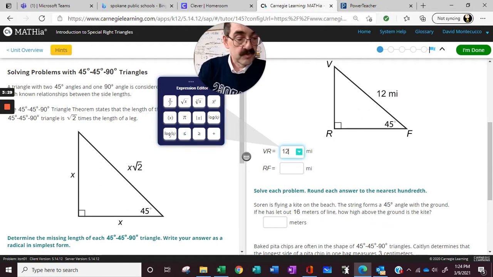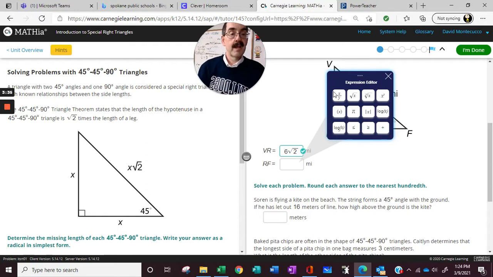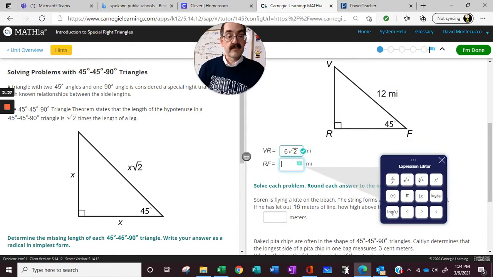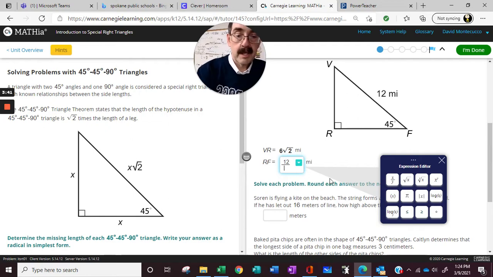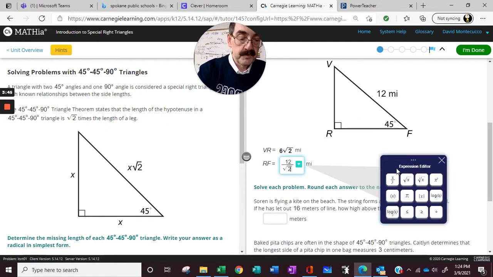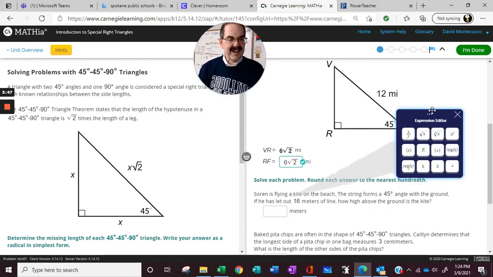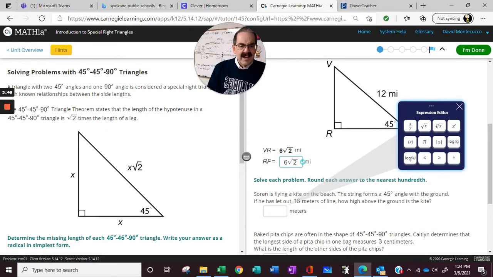So 12 divided by radical 2. RF, same idea, 12 divided by radical 2. Alright, now we have to complicate it.